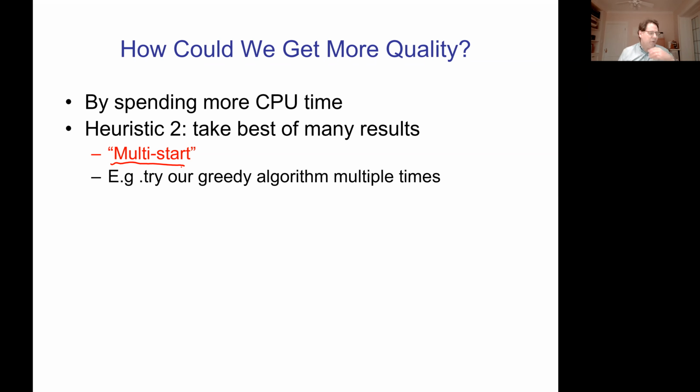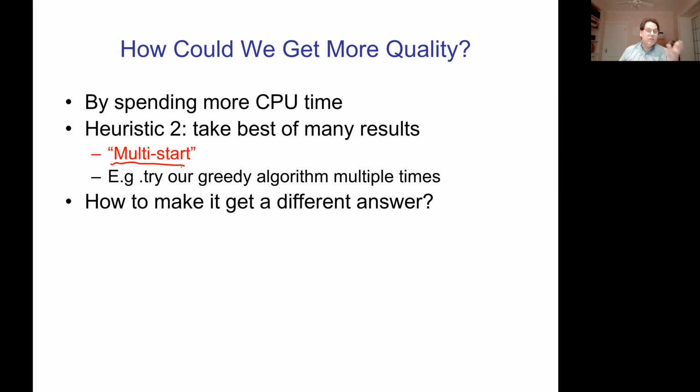Okay, so with our greedy algorithm, it's very fast. We could run it multiple times, take the best one. But if I don't change anything, it's always just going to get the same answer. If I run the exact same algorithm over and over again with no changes to anything, it'll just return the exact same answer over and over again. So that's kind of useless. So how can I make it get a different answer?